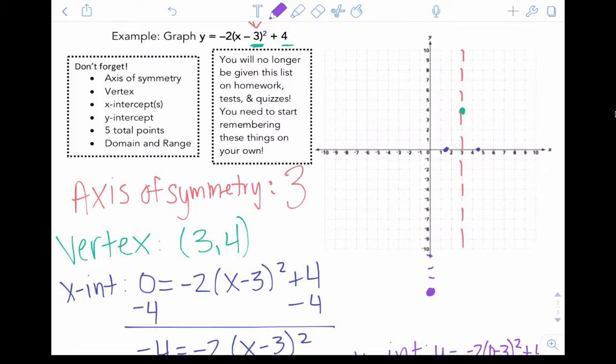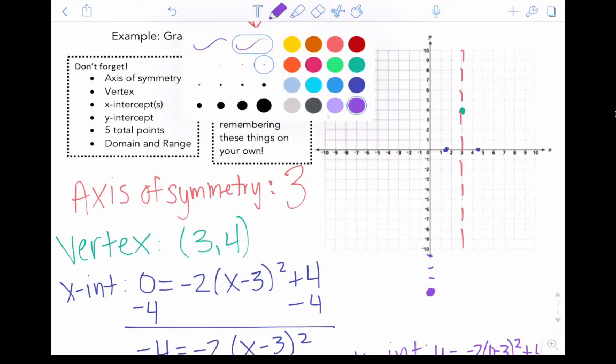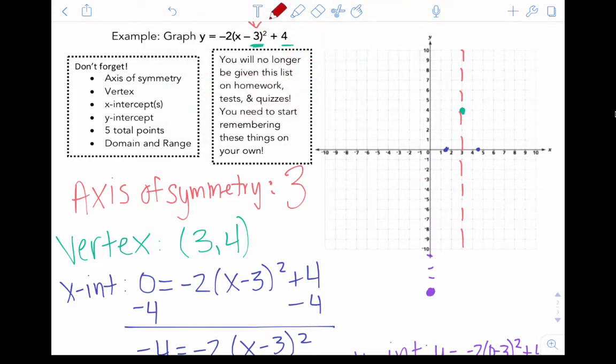Now that I have my axis of symmetry, my vertex, and my intercepts, I need to make sure I have at least a 5th point on there. I have a couple options. If I want a point that is on this graph, I can figure out for either 1, 2, 4, or 5. Or I can go ahead and just reflect this y-intercept. And that's what I'm going to go ahead and do. So a 5th point is going to be about right here.